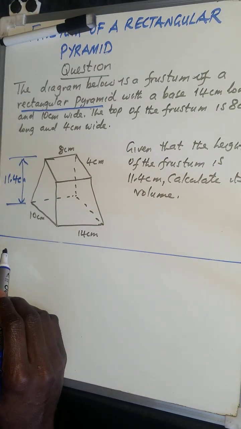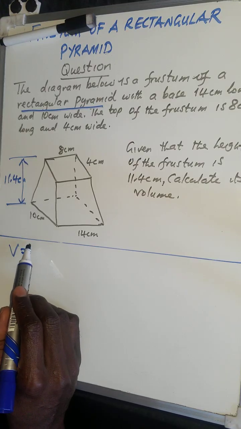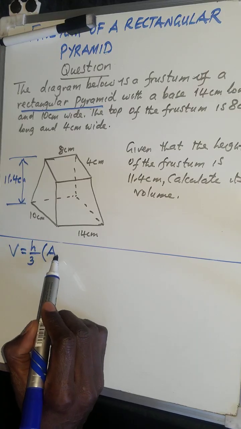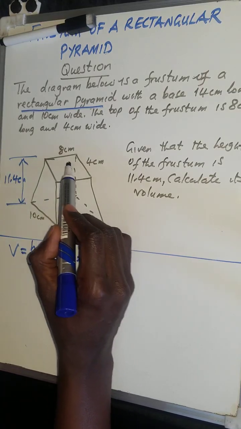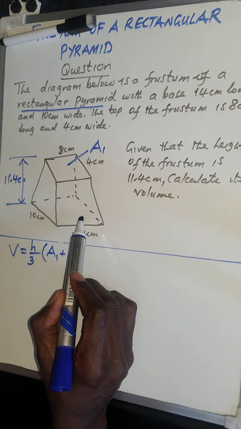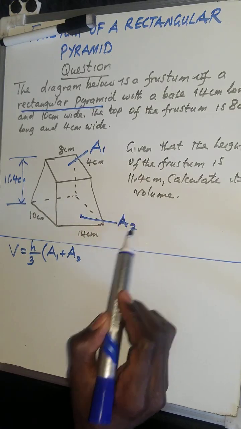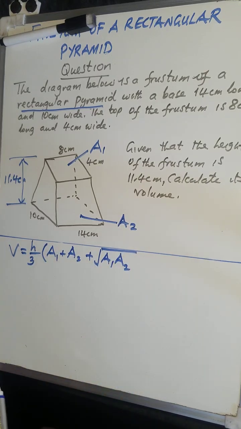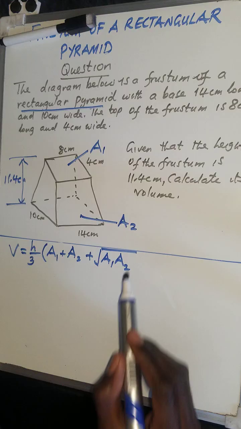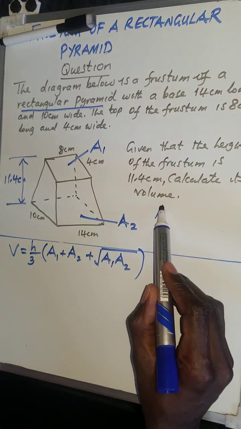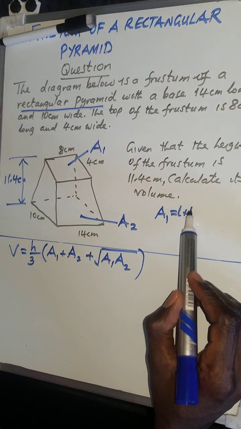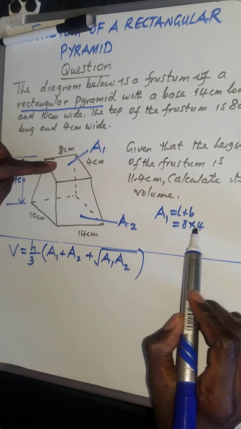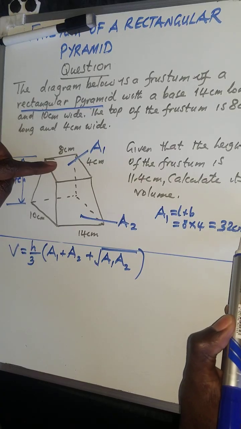So we can calculate the volume. Remember what I said, volume is equal to, in this case, the height of the frustum divided by 3, then area 1 plus area 2. The top part is what I'll call area 1, and the bottom part is what I'll call area 2. Then the square root of area 1 multiplied by area 2. So what are you going to start doing first of all? First of all, you can know what area 1 is. Area 1 will be given by L times B, which in this case is 8 multiplied by 4, which is going to give me 32 square centimeters.